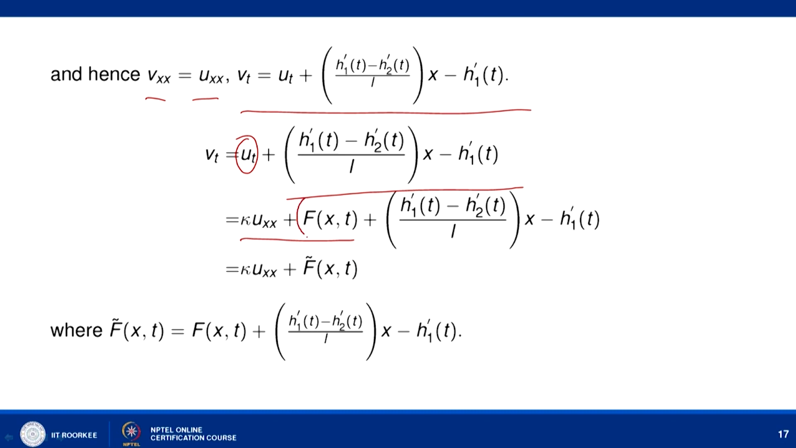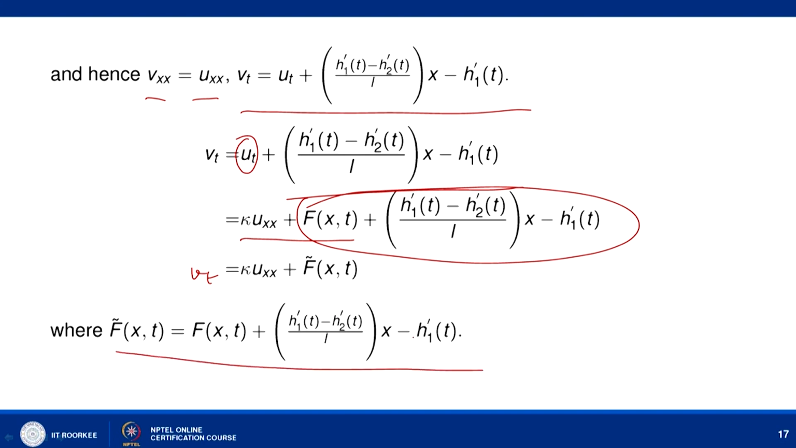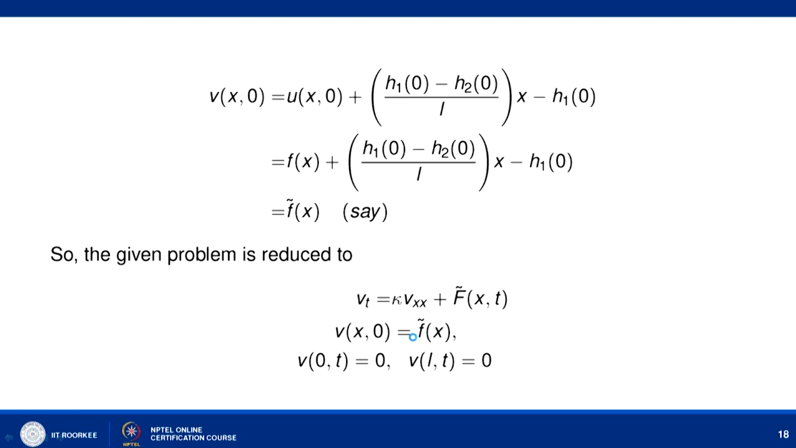Now, this whole thing we write as a new function, that is f tilde x,t. So, we can write v_t equal to k u_xx plus f tilde x,t, where f tilde x,t is f of x,t plus this quantity. Here our initial condition also we need to check: v(x,0) equal to u(x,0) plus h1(0) minus h2(0) upon L x minus h1(0), and we can write here u(x,0) is f of x. So, f of x plus this quantity, we call this quantity f tilde x.